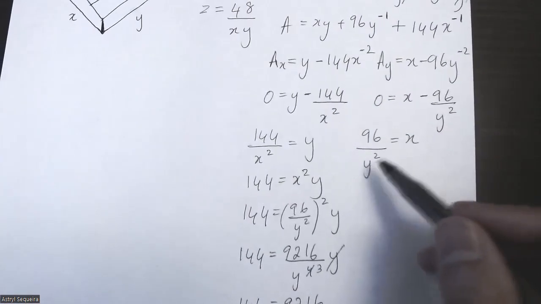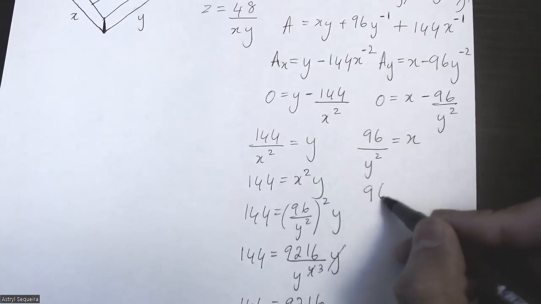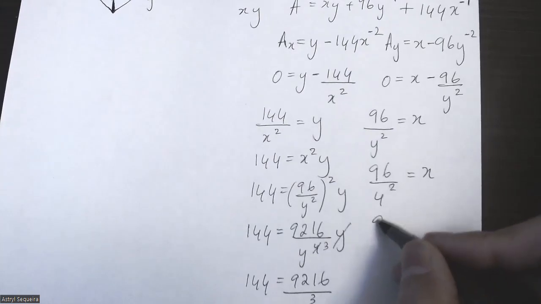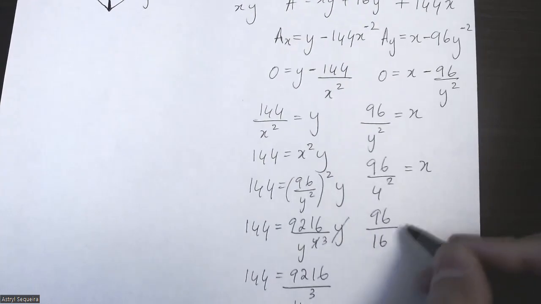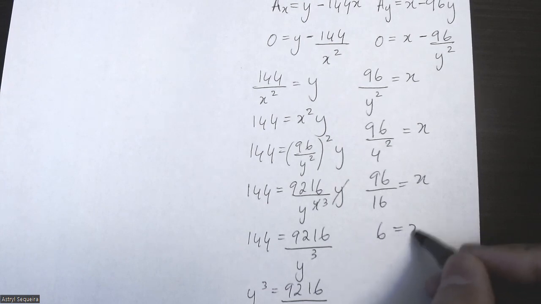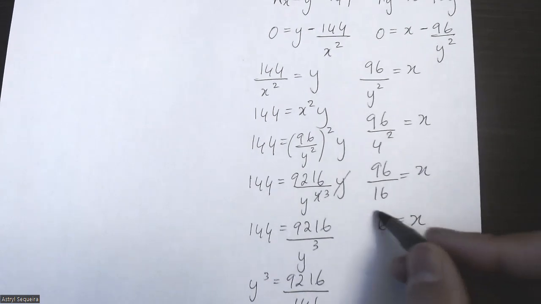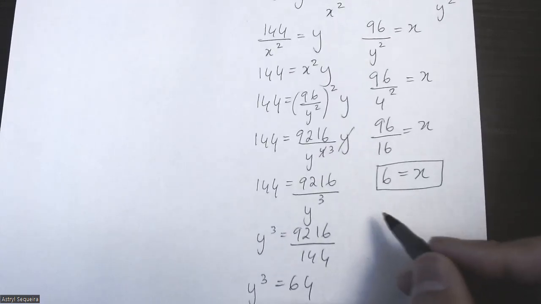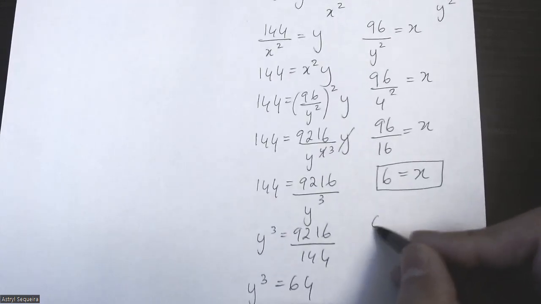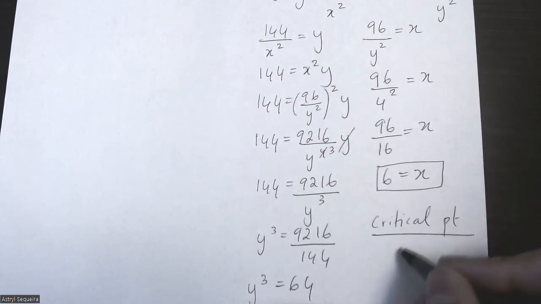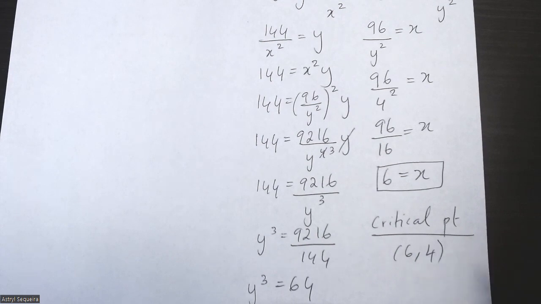Now that I found my y value, let me sub it in here for my y to find my x value. So 96 over 4 squared equals x. 96 over 16 equals x. So x just equals 6. So I've got my critical point over here. My critical point here is 6, comma 4.